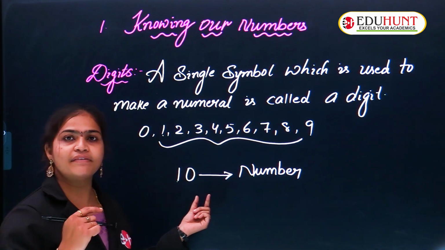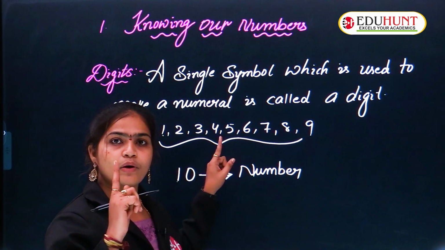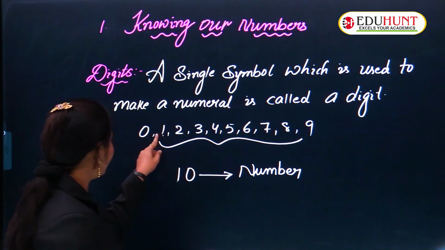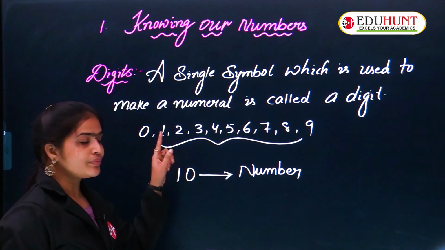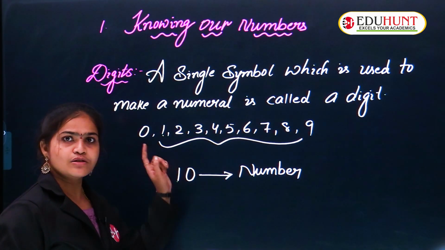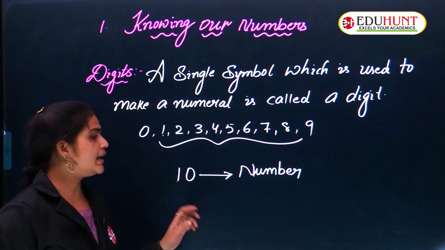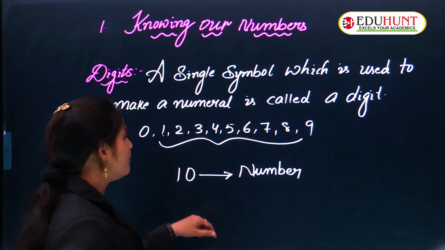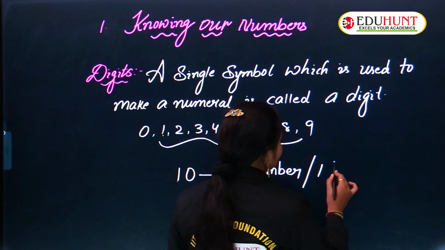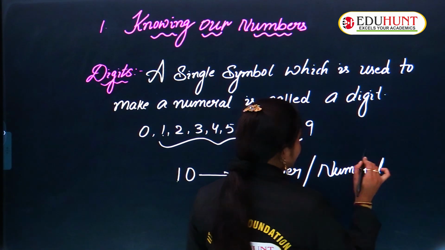After 10 we have 11. How will you write 11? By taking the 1 symbol twice: 1 1, 11. After that 12: 1 2, 12. Next 1 3, 13. So by using these digits only we can form any number. That's why we call this a number, and in the same way a number is also known as a numeral.